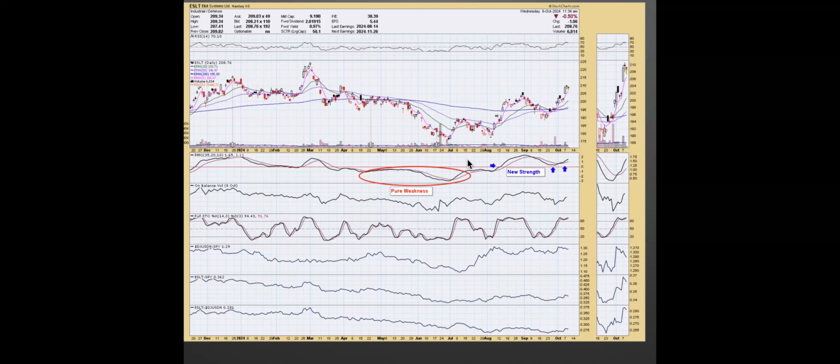All right, so we have pure weakness on this chart. You can see that.